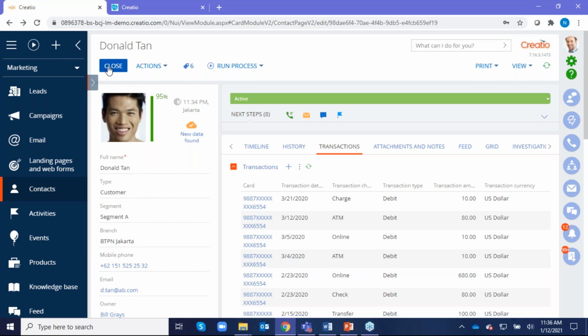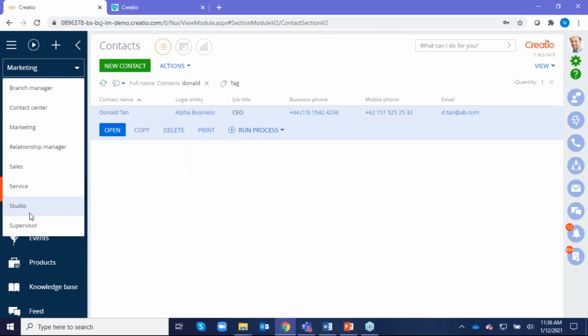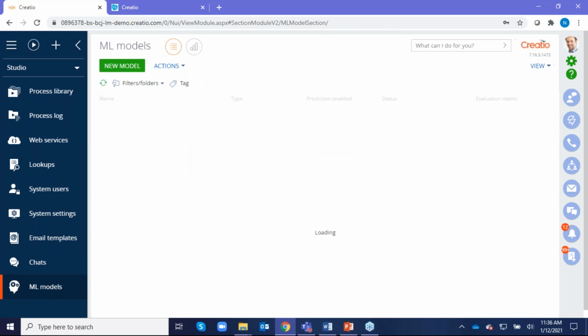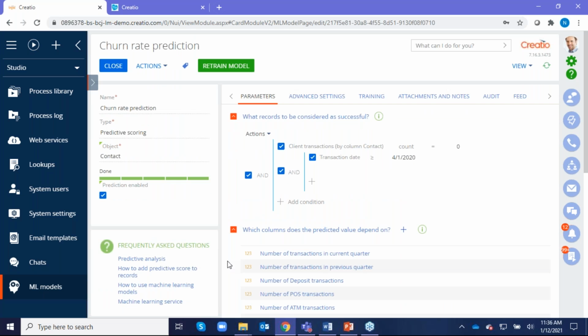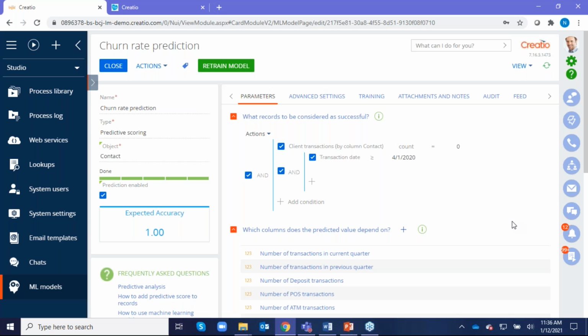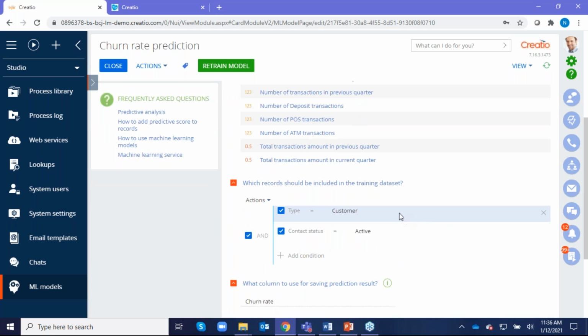Now let's take a look at how we captured that 99 churn rate. Let's go back to the machine learning model and take a look at the other one. This time, we're going to look at the churn rate prediction, right? Churn rate prediction is making a predictive scoring for a given object. In this case, it is an individual contact. And now we are looking at everybody who is a customer and currently active, meaning that we are looking at active customers.